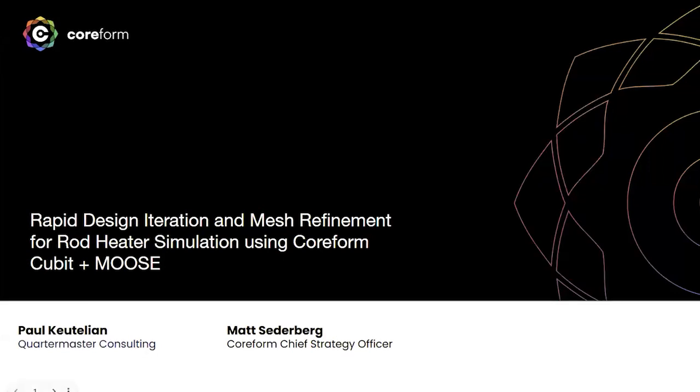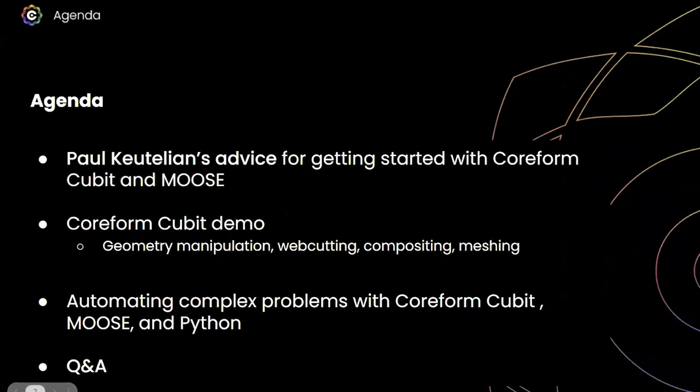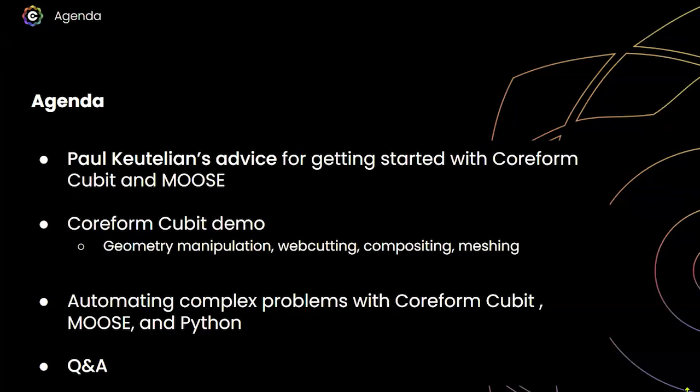The agenda for today's webinar will be pretty packed full. We were talking beforehand, and Paul's sharing about 3 webinars worth of content today. First, Paul will share advice for how to get started with Coreform Cubit and MOOSE. Second, Paul will give a live demo about how to use Coreform Cubit for some of the core tools that he uses, such as geometry manipulation, web cutting, compositing, and meshing. Paul will then demonstrate how to automate complex problems with Coreform Cubit, MOOSE, and Python, and then we'll have time for a question and answer session at the end.